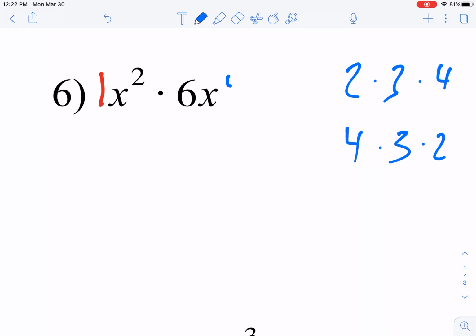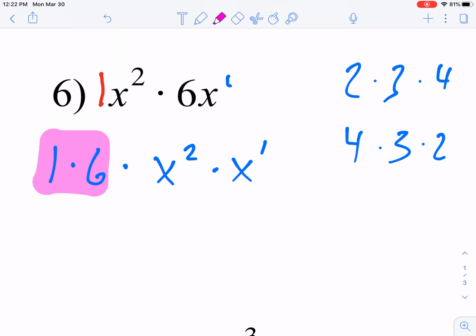Instead of saying 1x squared times 6x, we can rewrite this problem as 1 times 6 times x to the second times x to the first, which then allows us to go ahead and solve this. We can do this part here.